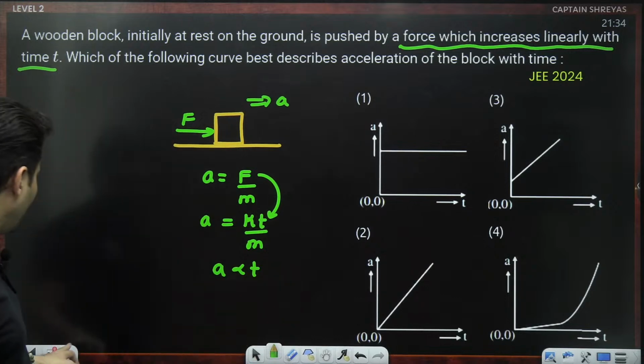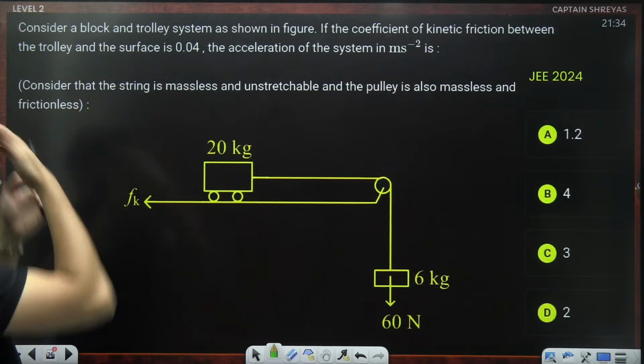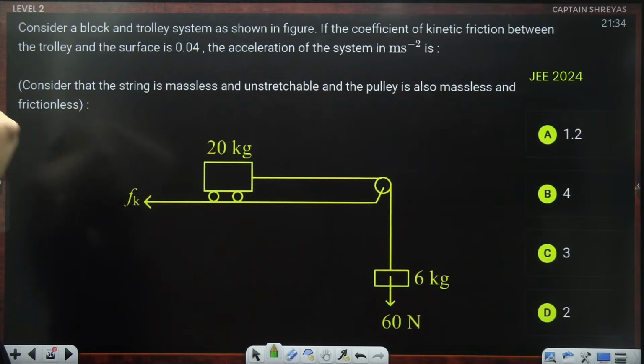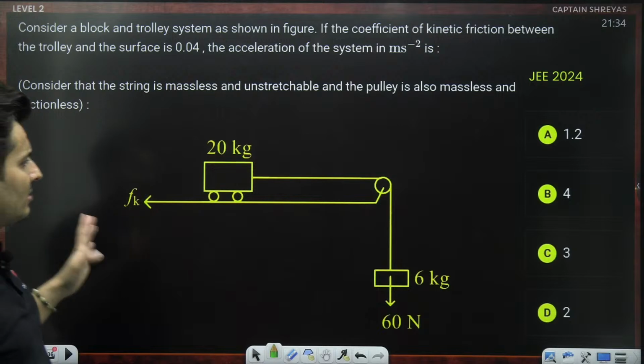Yep, very good. Let's move on to the next one. Consider a block and a trolley system as shown in the figure. The coefficient of friction is given. Acceleration is how much? Consider the string is massless and unstretched.